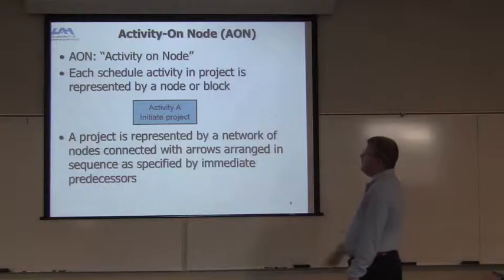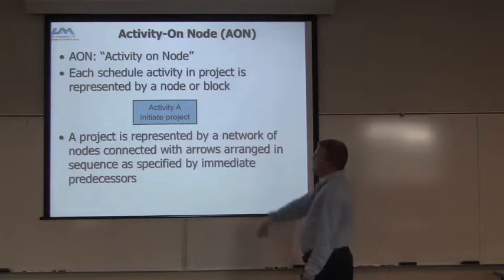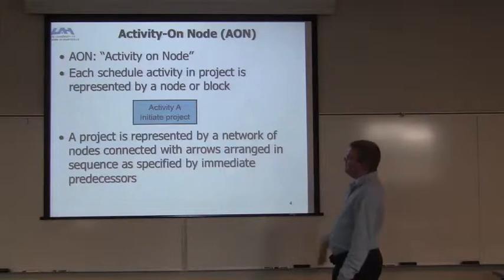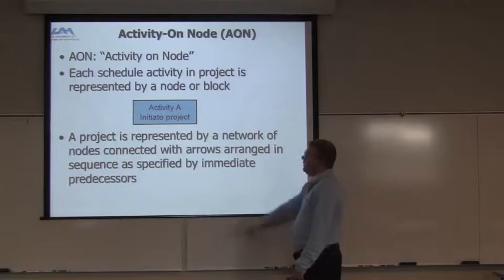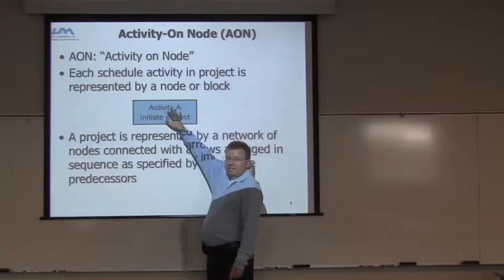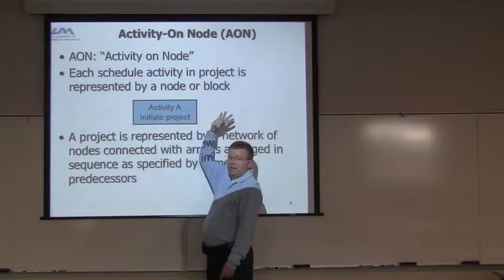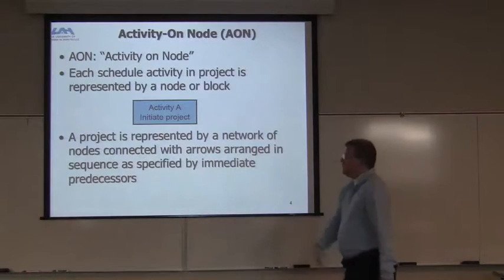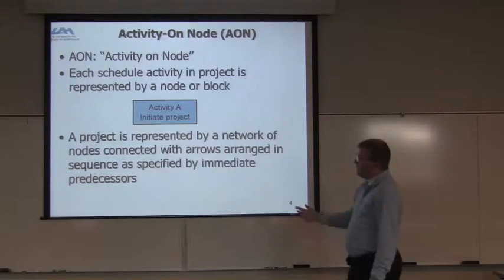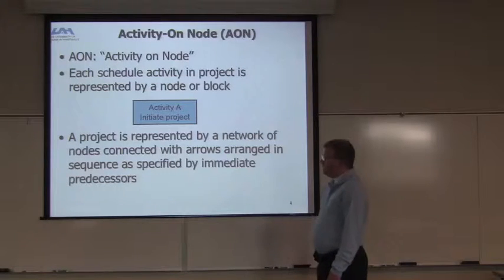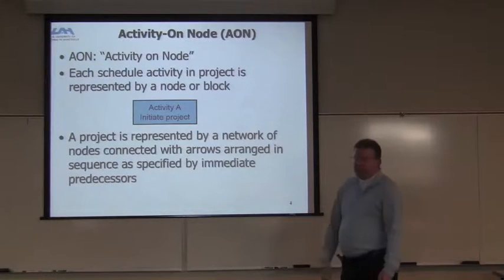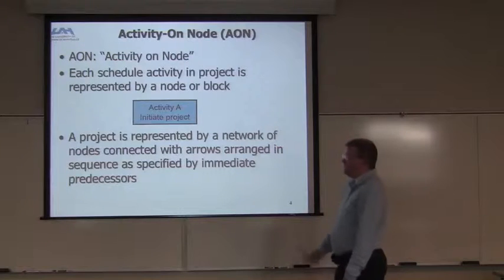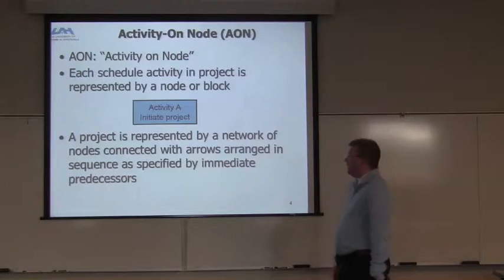So the activity on node, we call it AON. Each schedule activity in the project is represented by a node or a block. So the activity is inside the block, and then it links to another block which has another activity, and so on. The project is represented by a network of nodes connected with arrows arranged in sequence as specified by immediate predecessors. I use this one a lot. That's kind of the way I go.